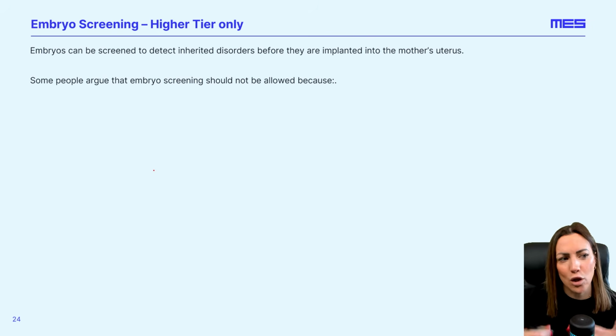And this would be if the couple knew that there was a family history of a genetic disorder, or maybe they were both carrying a recessive allele for cystic fibrosis and they were worried that their child could potentially inherit those alleles and inherit that genetic disorder. So embryo screening involves actually studying the DNA of the embryo as it is developing in the lab.